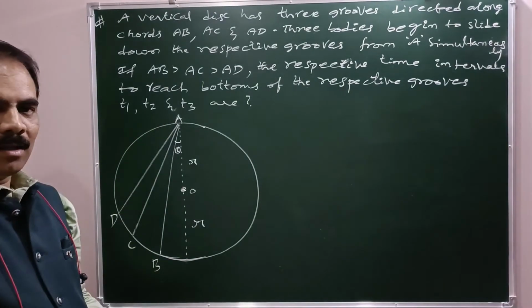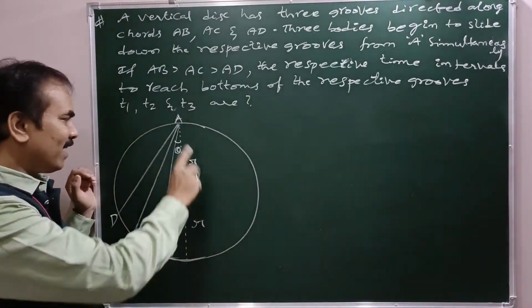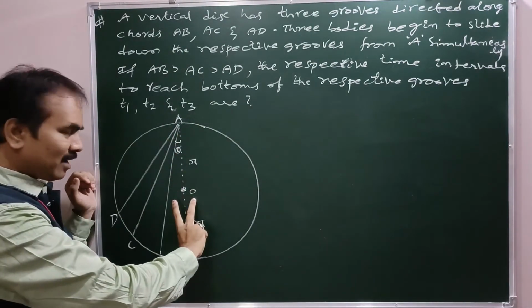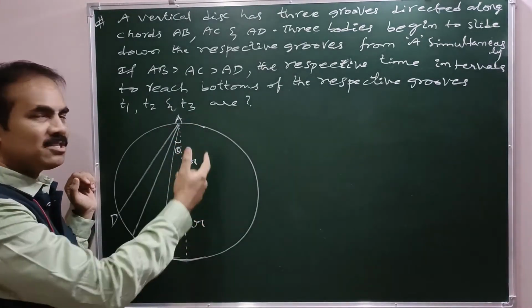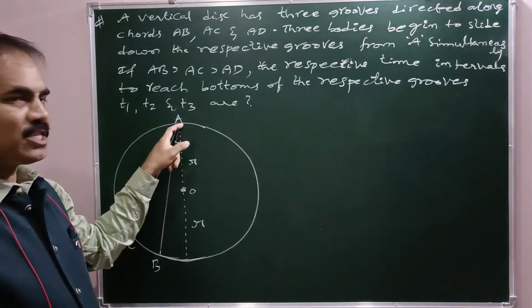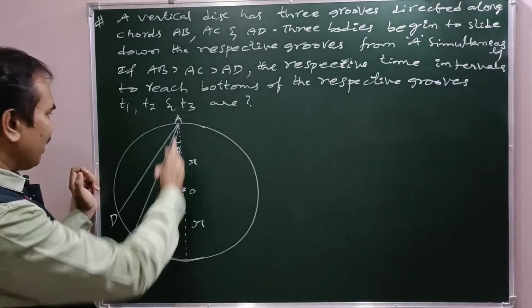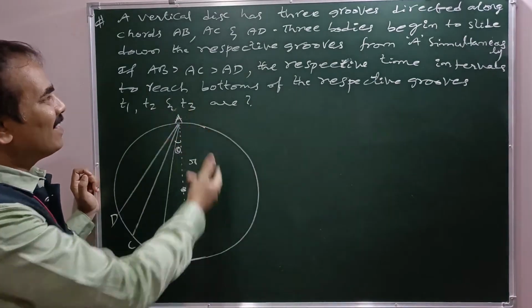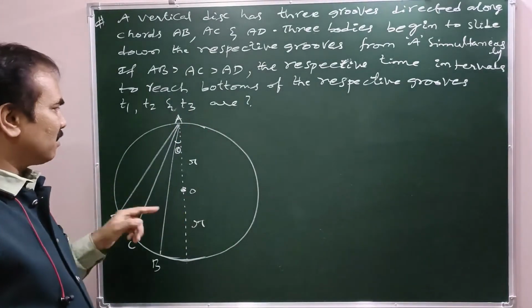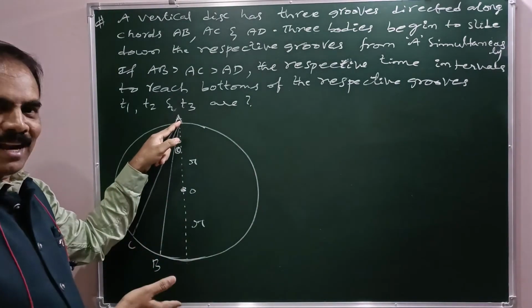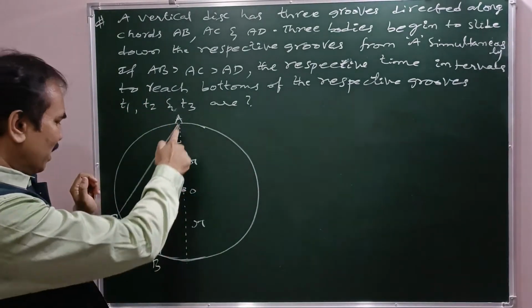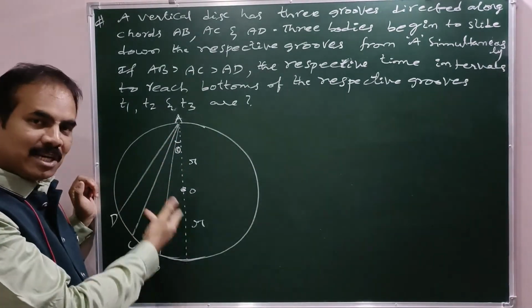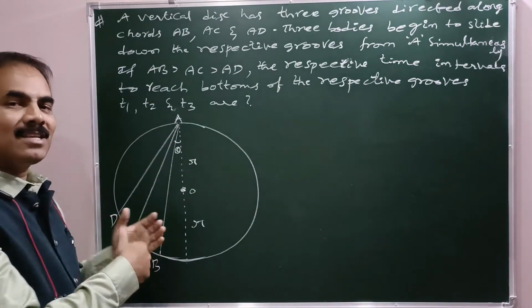Likewise, here 3 grooves are marked on the surface of the vertical disc of radius R and diameter 2R. See, with center O. This is radius R. This is also radius R. Now, what is the total diameter, R plus R? That is 2R. O is the center. A is the highest point. Now, AB, AC, AD are the respective grooves marked on the surface of the vertical disc as shown. Now, 3 balls are released from the highest point to slide in the respective grooves. From A to B, time taken is T1. From A to C, time taken is T2 seconds. From A to D, time taken is T3 seconds.